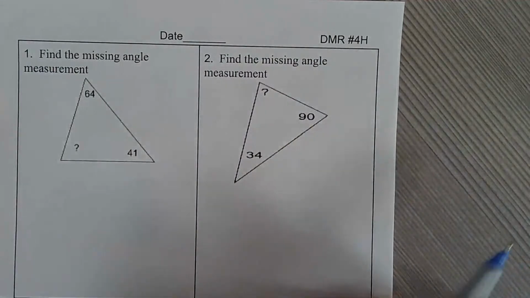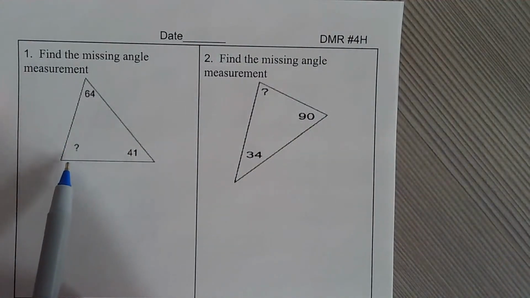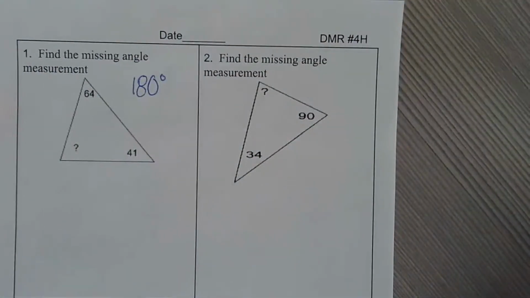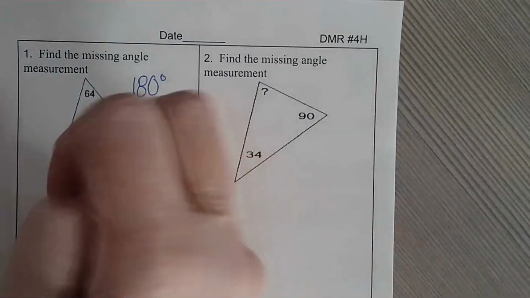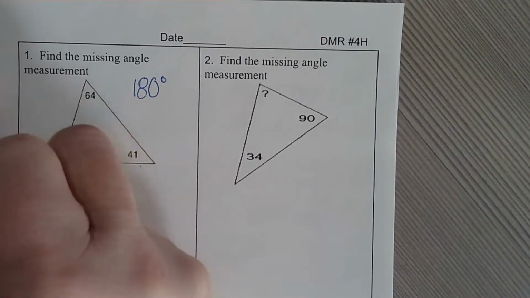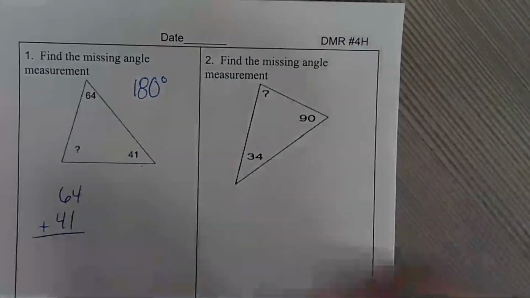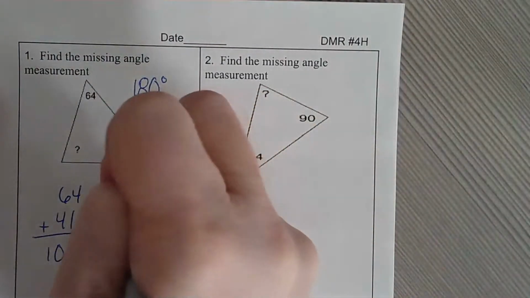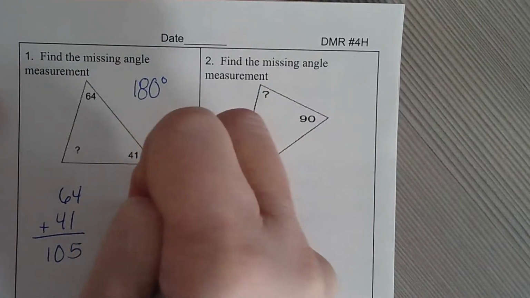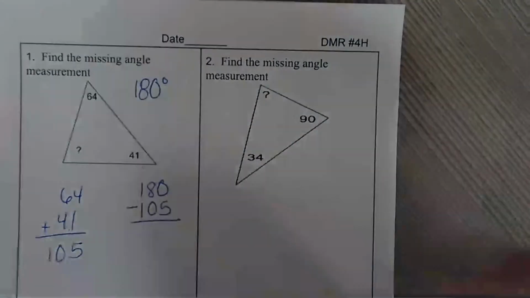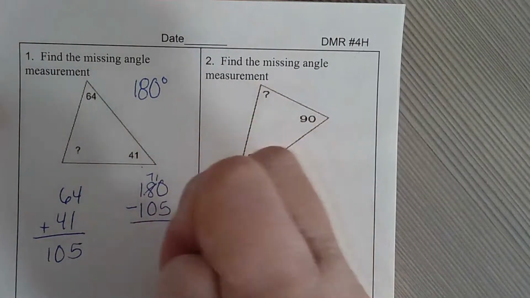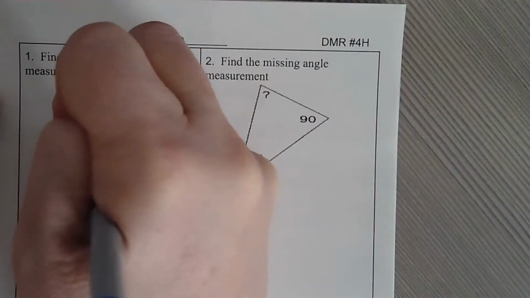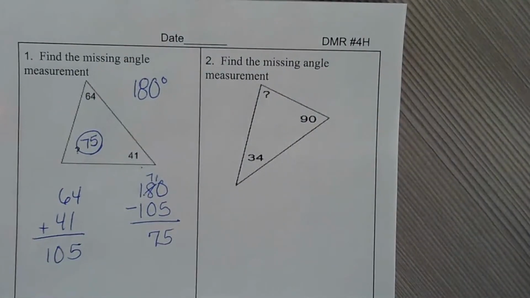So in problem number 1, we're finding that missing angle. Remember, all the angles add up to be 180 degrees. I'm going to add up the 2 angles that I know, 64 plus 41, and that is going to give me 105. So now I'm going to take that 105 away from my 180, and I get 75. So my missing angle is 75 degrees.